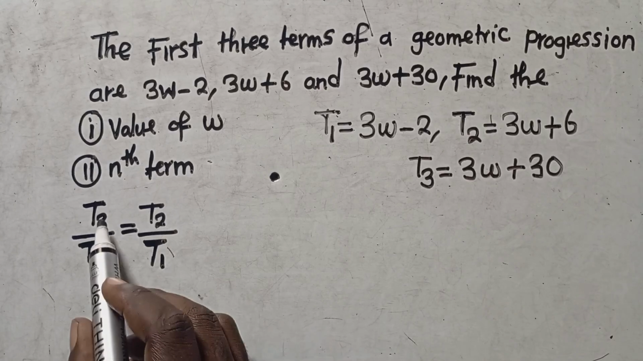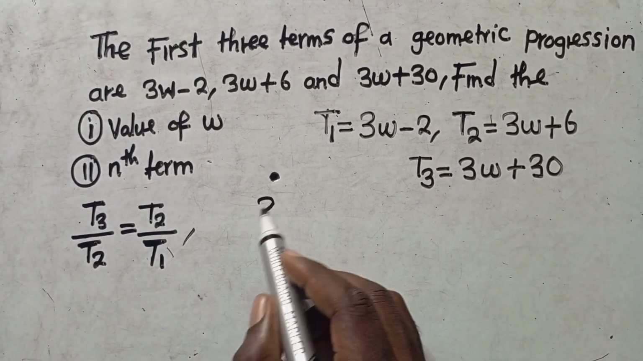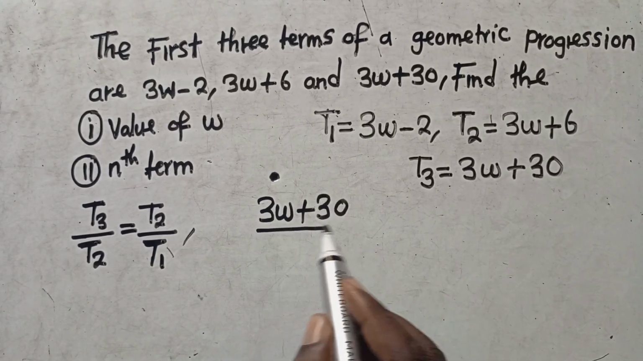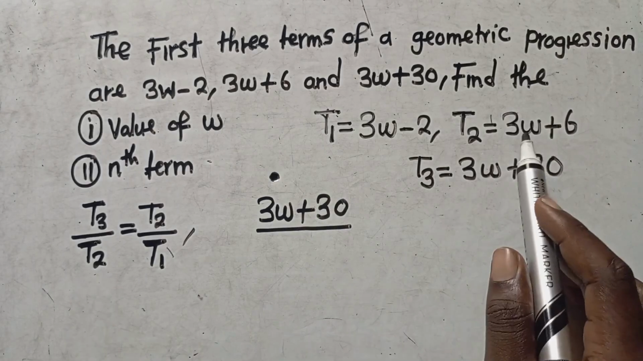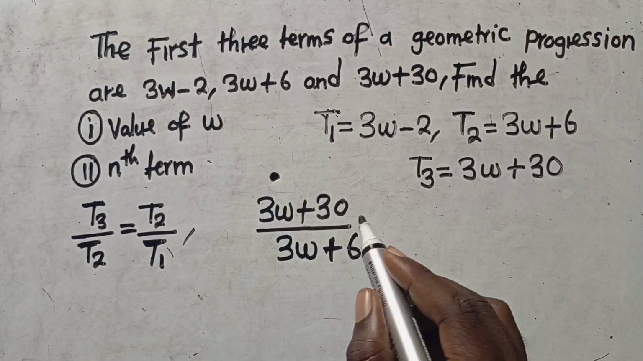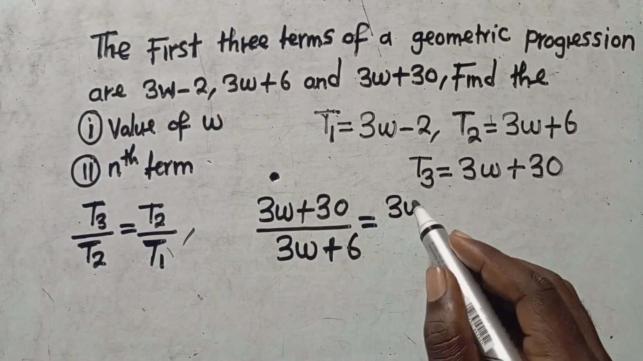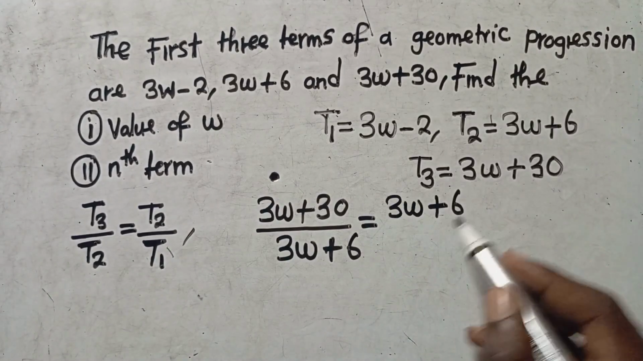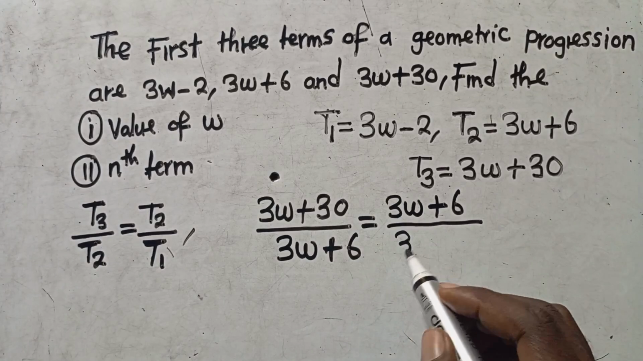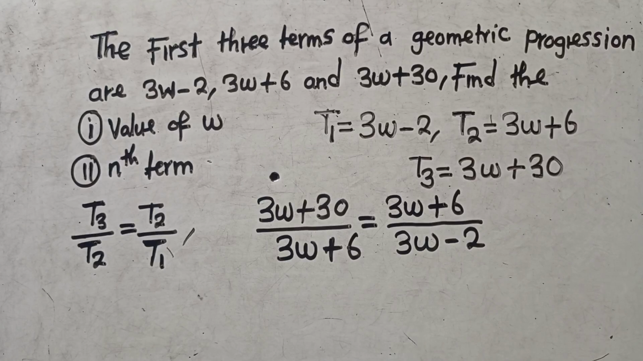So here we say, what is T3? T3 is 3w plus 30, over what is T2? T2, 3w plus 6, which is equal to T2, that is 3w plus 6, over the first term. What is the first term? 3w minus 2. So this is what we are going to do.